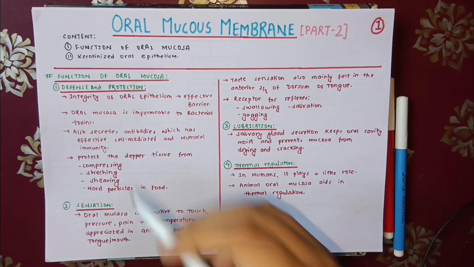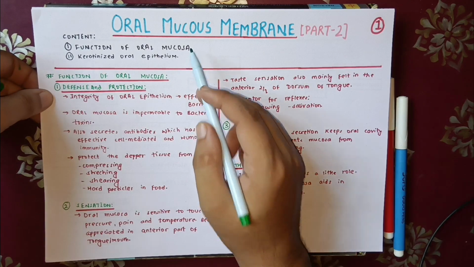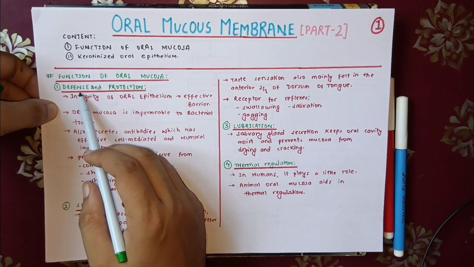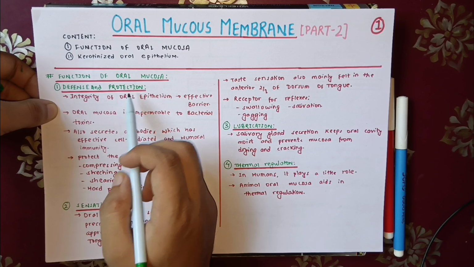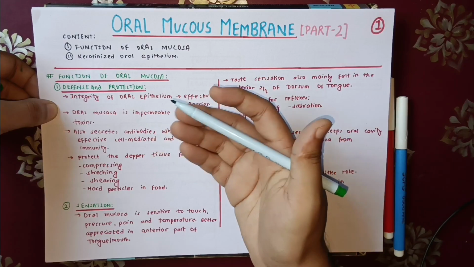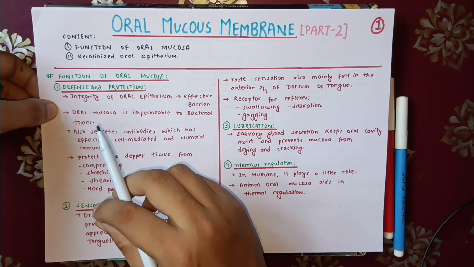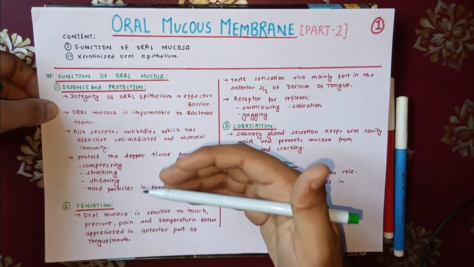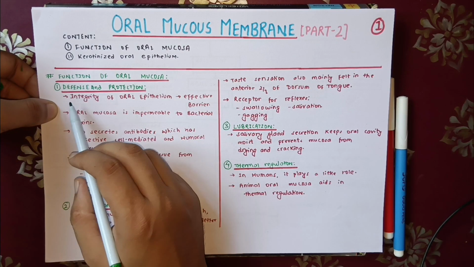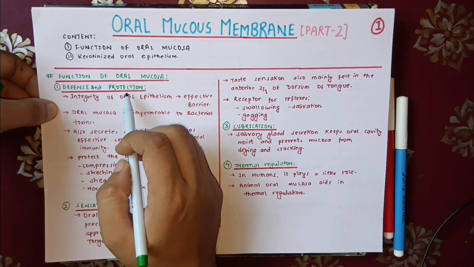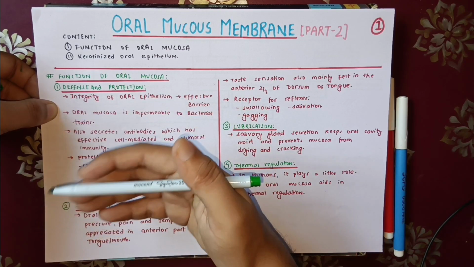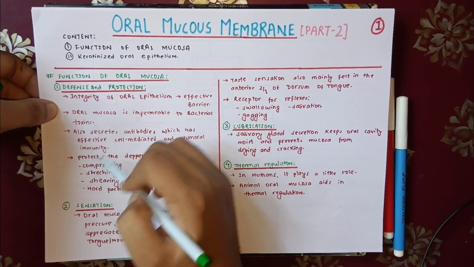Our first topic is the functions of the oral mucosa. Our first function is defense and protection. The mucosa is simply the outermost lining of the oral cavity, so it must function in defense and protection. How does it function, and how is it a barrier? That is discussed here.